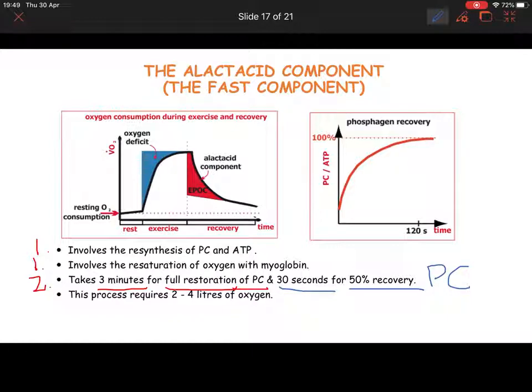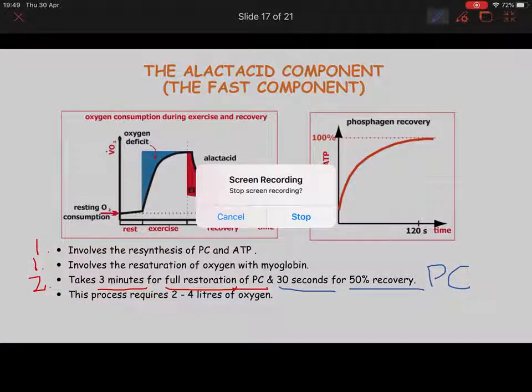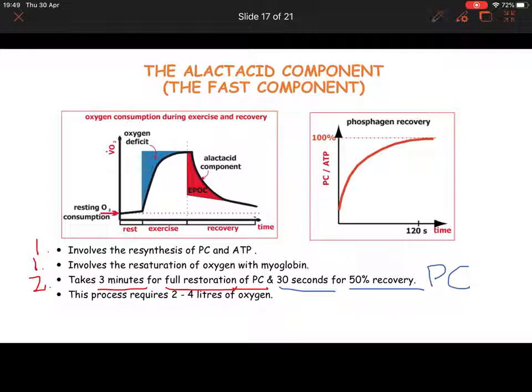And that's where, if you do weight training, your recovery in between sets, for example, is crucial that you acknowledge. And if I change to my red, you've then got my third bit there, which is the last bullet point, and it requires 2 to 4 litres of oxygen. So the first 2 bullet points are the roles and function. The second bullet point is time frame, duration, and then the final bullet point is the amount of oxygen in litres, and it's anywhere between 2 to 4 litres.